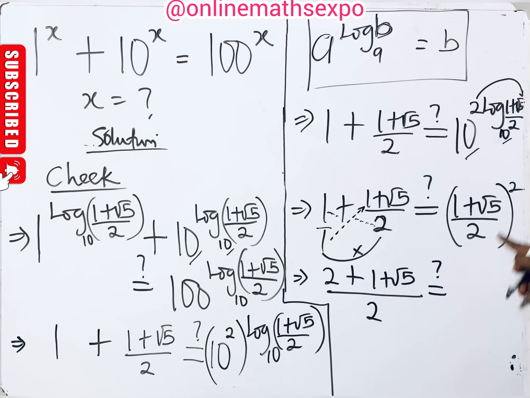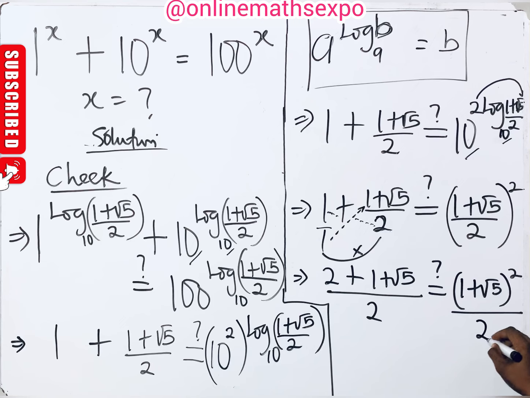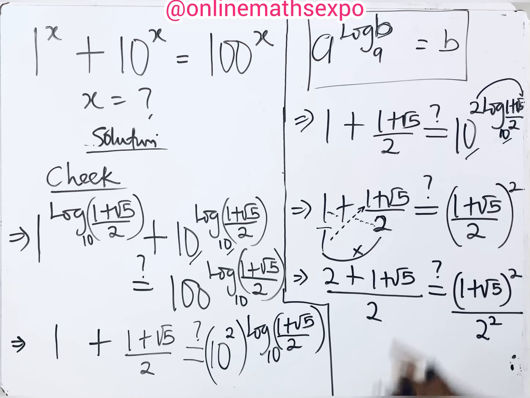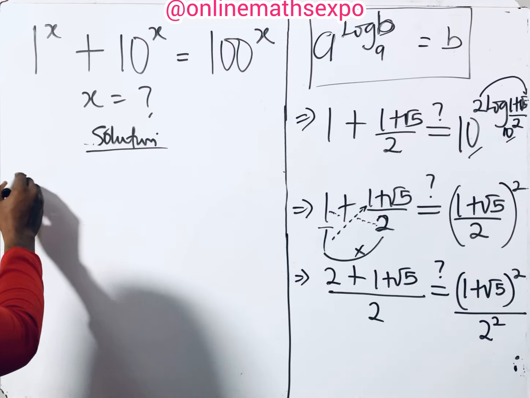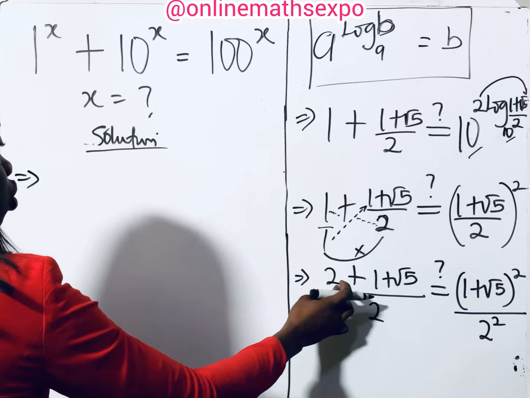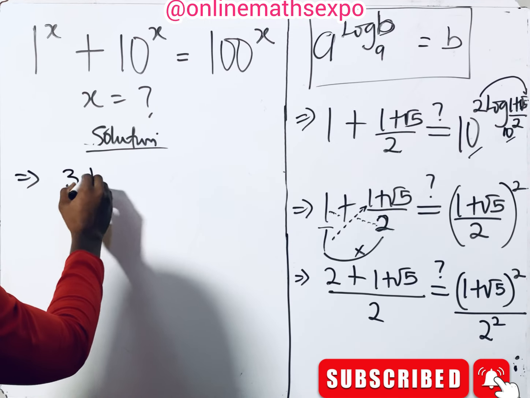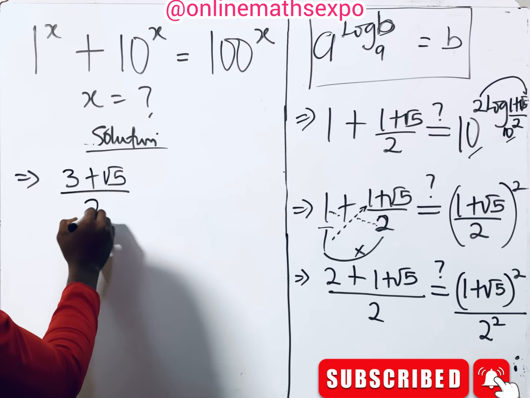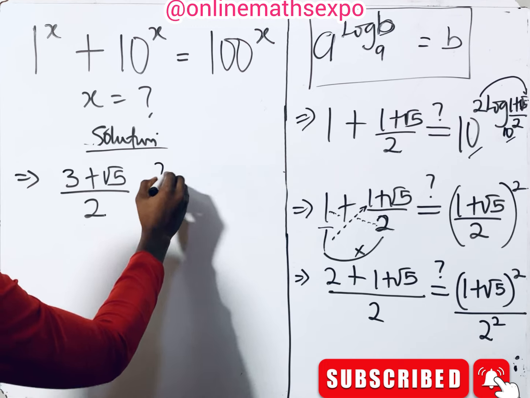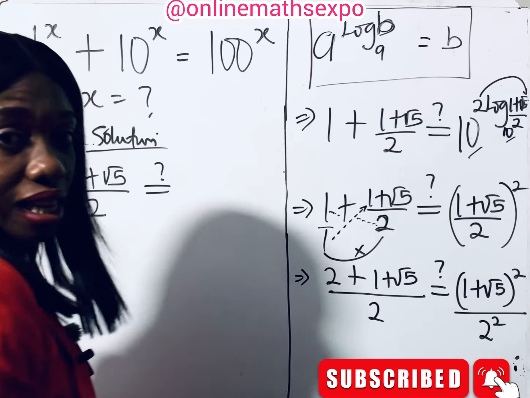Let's simplify the right side. If you do that, we have 1 plus root 5 raised to the power of 2 divided by 2, and this 2 will also be raised to the power of 2. You see what we're doing? Now this gives us 2 plus 1 gives us 3 plus root 5 divided by 2. Is it the same thing as... let's expand the right side.